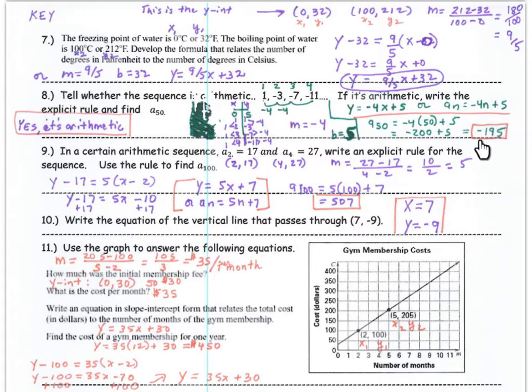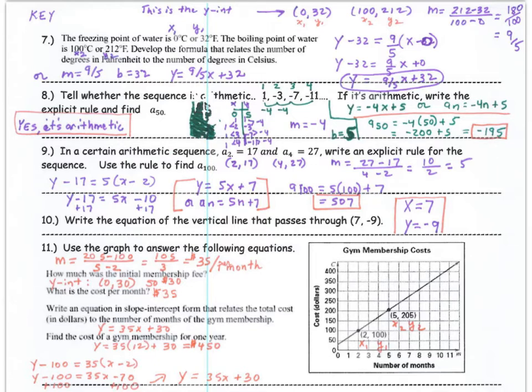Okay? Now, if you want to find the value of a sub 50, you want to know what's in the 50th position. So you're going to replace the x or the n with 50. So -4 times 50 is -200, plus 5 is -195.